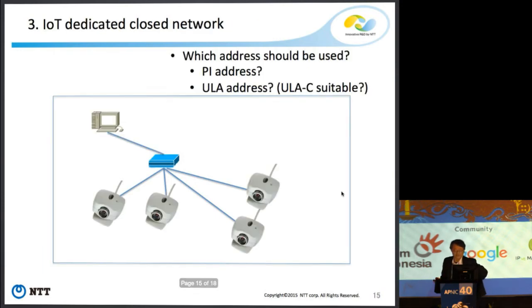And of course, the third type is a closed network, and right now I'm not sure which address should be used in this type of closed network. As you know, IPv6 has the private address, ULA, but I'm not sure it's suitable for this kind of network. Of course, we can use the PI IPv6 address for that purpose, but it's also not sure this network can get the PI address.